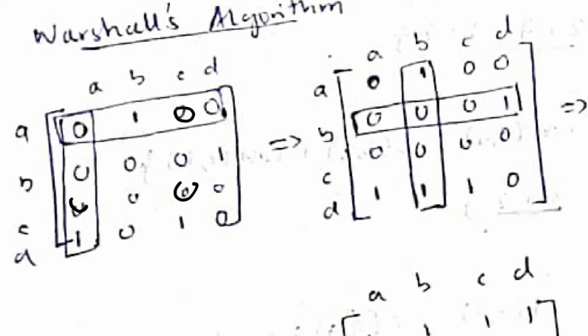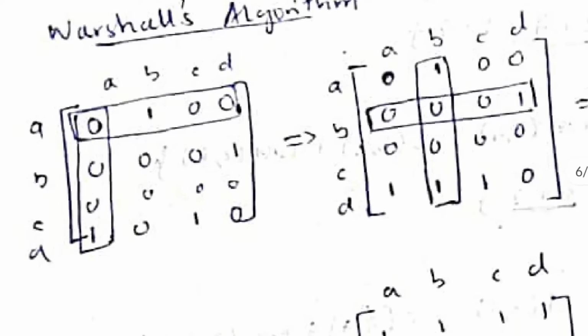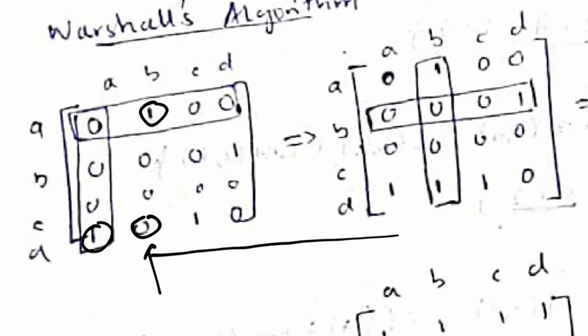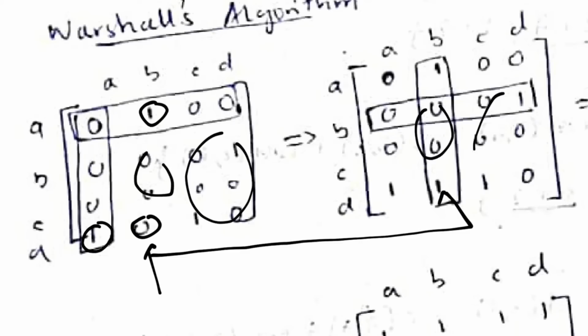Where do we have a change? See here, at this point we have a change. If you consider this vertex, this is 1 and this is also 1. So this will become 1 here. That change I have written here. This became 1. Rest all is the same. The rest of the elements are the same here.